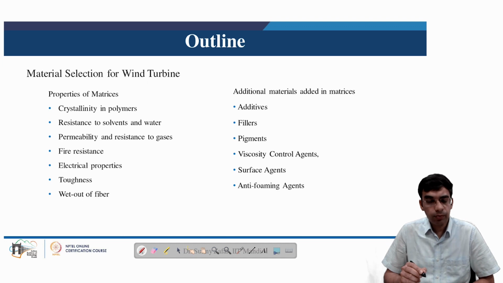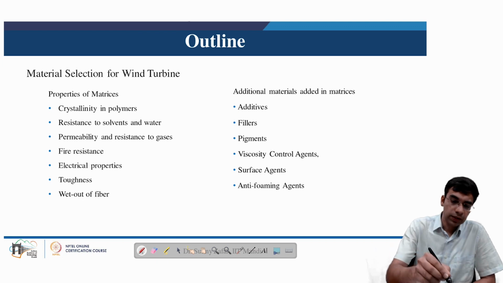more detailed properties about the matrices. So we will see the crystallinity in polymers, their resistance to solvent, to water, permeability, resistance to gas, fire, electrical properties, toughness, wet out, etc. Additionally, we will see the different materials which are added in the matrices, which include additives, fillers, pigments, viscosity control agents, surface agents, anti-foaming agents.